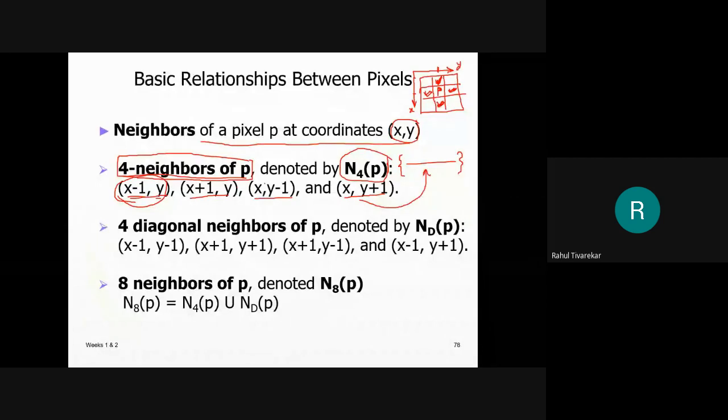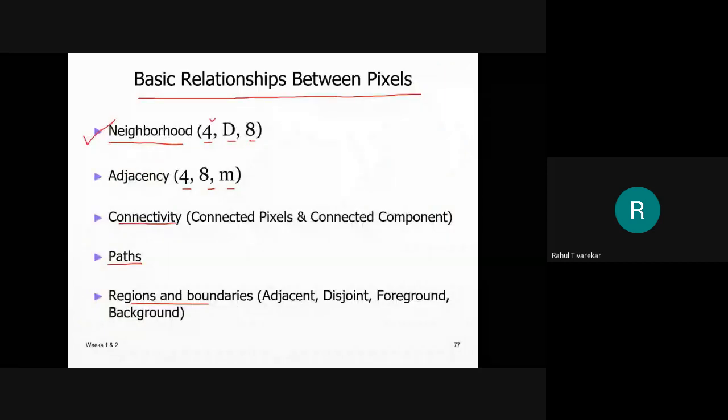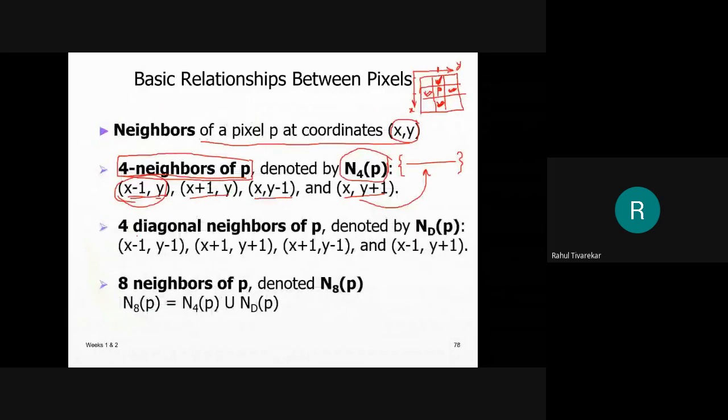Similarly, we have D neighbors. As I said, there can be four neighbors, D neighbors, or eight neighbors. The diagonal neighbors are called D neighbors, and the name is very straightforward. You are going to look at the diagonal positions, that means the inclined positions. So x minus 1, y minus 1. This is x comma y. X minus 1 means this particular row, and y minus 1 means this particular column. So you are talking about this pixel. Let's say this is the D neighbor, x minus 1, y minus 1.